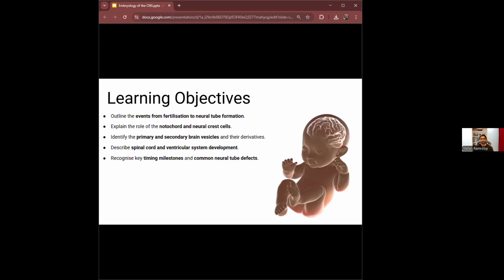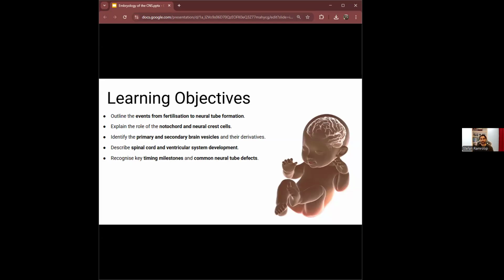So the learning objectives of this class is to, one, outline the key events from fertilization to neural tube formation, so from zygote formation to neurulation. Explain the critical roles of the notochord and the neural crest cells, which orchestrate the patterning and migration that shape our nervous system. Identify the primary and secondary brain vesicles and what structures they give rise to.